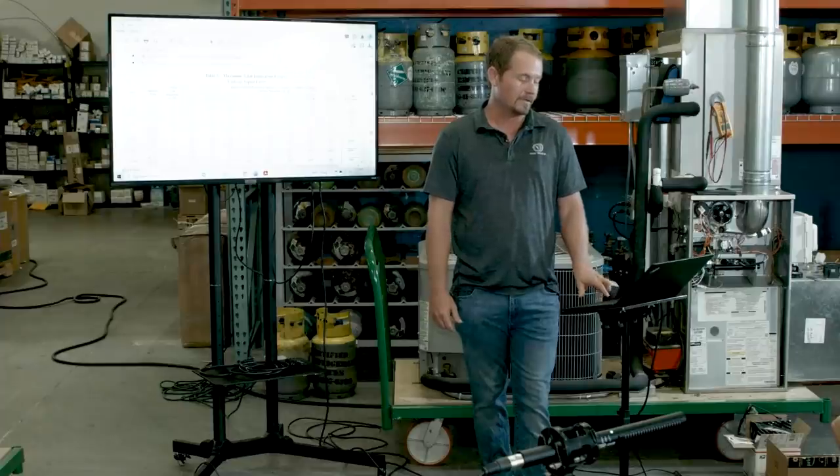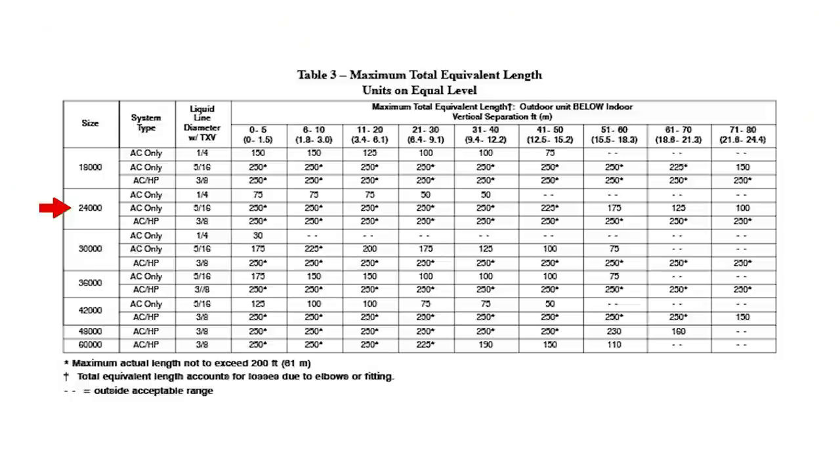Let's go. This is just showing you your maximum total equivalent length that's allowable. That's what those equivalents with the fittings and all that are. One thing that's interesting to notice, for example, is if you look at a 2-ton unit with a 1/4 inch liquid line, you have a shorter total equivalent length. You couldn't use a 1/4 inch liquid line on a 2-ton system with the outdoor unit below the indoor unit for a vertical separation greater than 75 feet, even in the best of circumstances. Up here in this row are the vertical separations, and these are our total equivalent lengths.